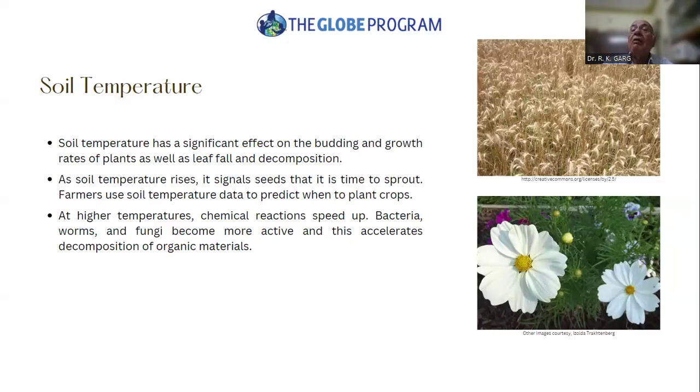Similarly, the bacteria, worms, fungi, actinomycetes, algae, and protozoa, all these organisms will become very much active and will accelerate the process of decomposition of organic material and plant growth when the temperature is most suitable or optimum, that is more than 10 to 15 degrees Celsius.